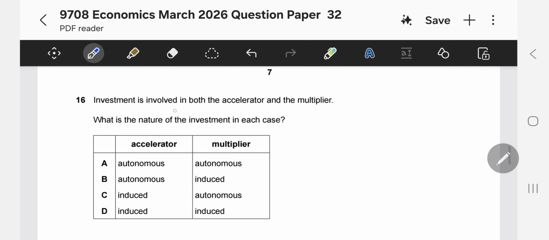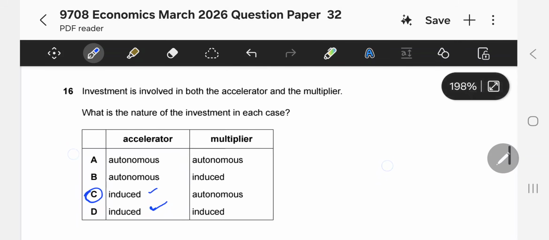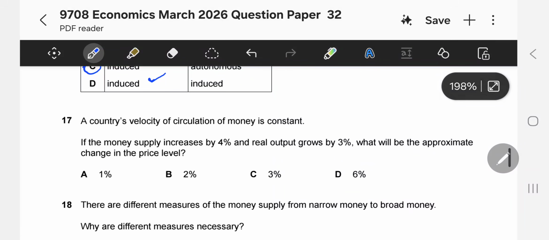Investment is involved in both the accelerator and the multiplier. What is the nature of the investment in each case? The accelerator is usually induced when there are more returns. The accelerator increases, so it can be that or that. The multiplier, because this is from the government, is most likely to be autonomous expenditure.